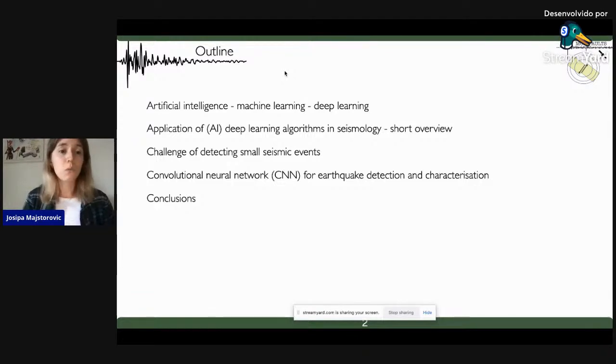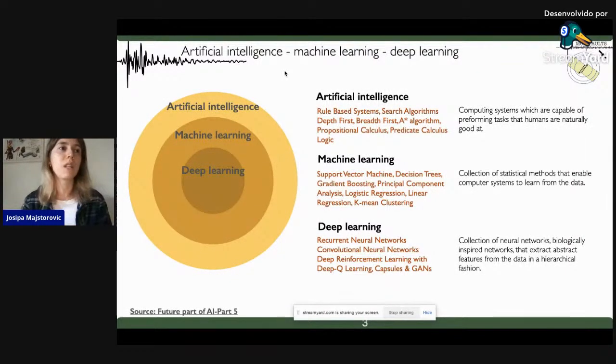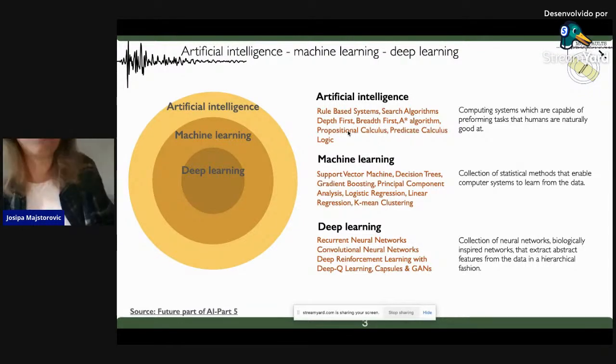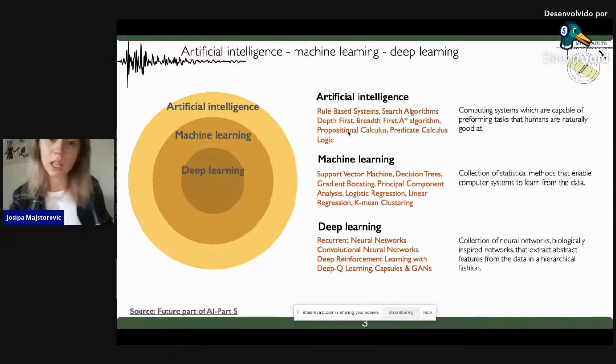So let's start. What is artificial intelligence? In a very broad sense, it's a wide range of methods or computing systems which are capable of performing tasks that humans are naturally good at. And here in the middle, you have a list of some of these methods, such as rule-based systems and so on. And then if we focus just on the subset of the methods within artificial intelligence that are named machine learning, we are talking about a collection of statistical methods that enable computer systems to learn from the data. And some of these methods are support vector machines, decision trees, k-means clustering, and so on.